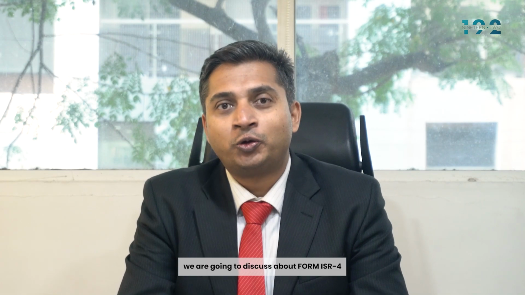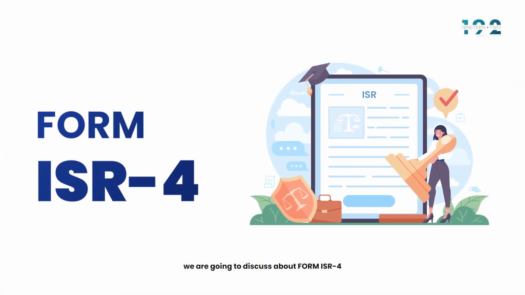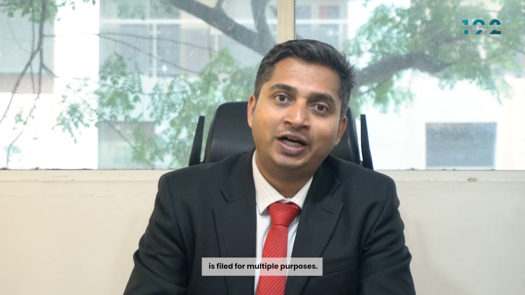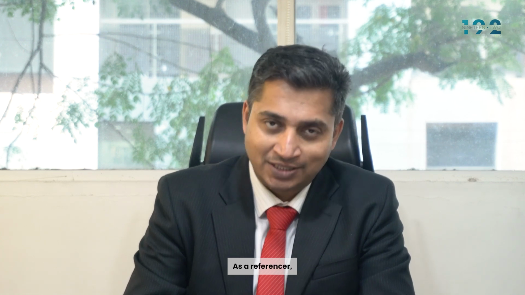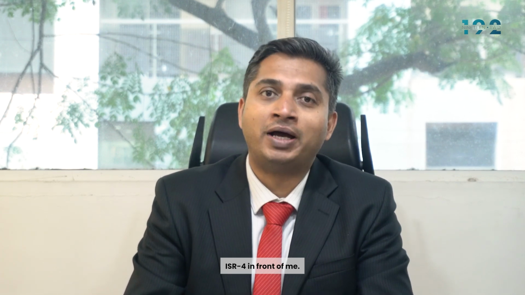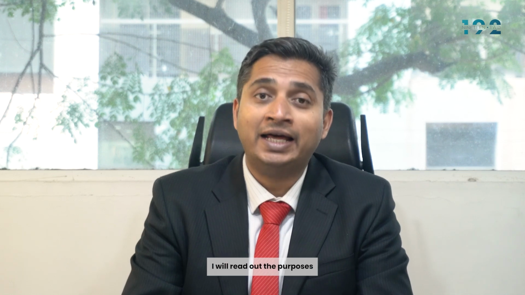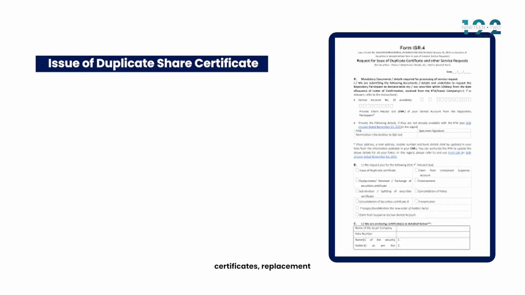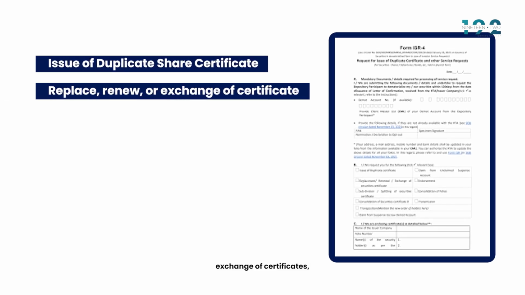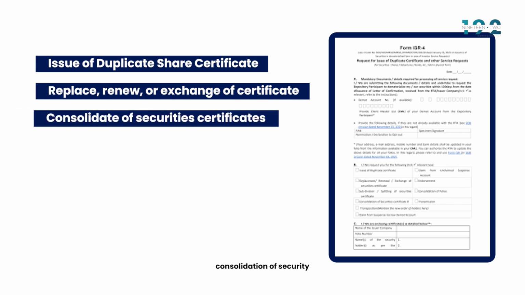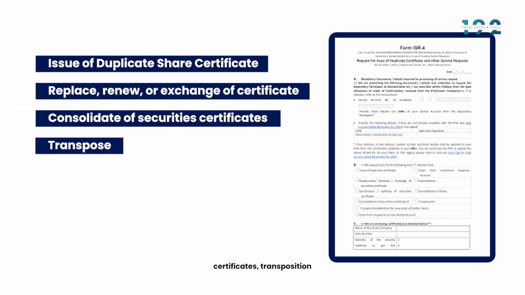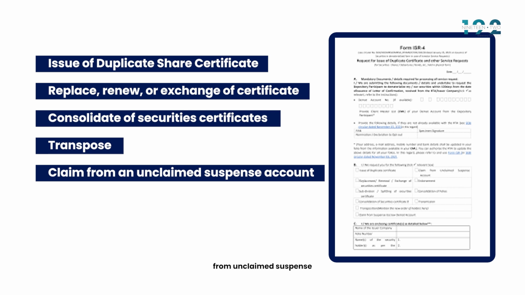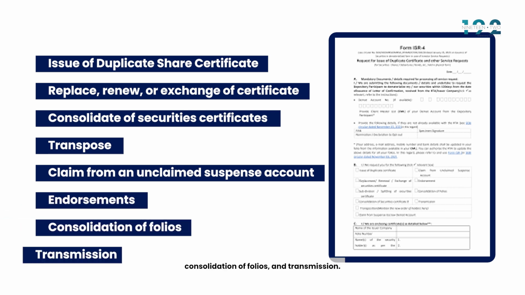In today's video, we are going to discuss Form ISR-4. Form ISR-4 is filed for multiple purposes. As a reference, I have kept a Form ISR-4 in front of me. I'll read out the purposes for which ISR-4 is filed. ISR-4 is filed for issue of duplicate share certificates, replacement, renewal, exchange of certificates, consolidation of security certificates, transposition, claim from unclaimed suspense account, endorsements, consolidation of folios, and transmission.